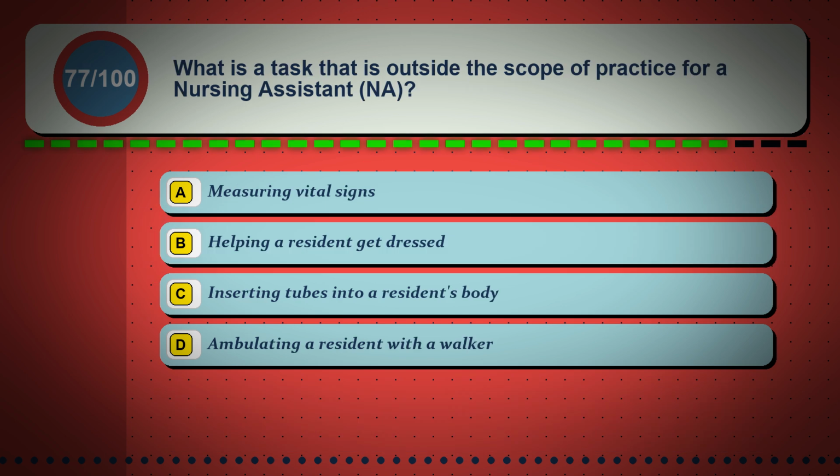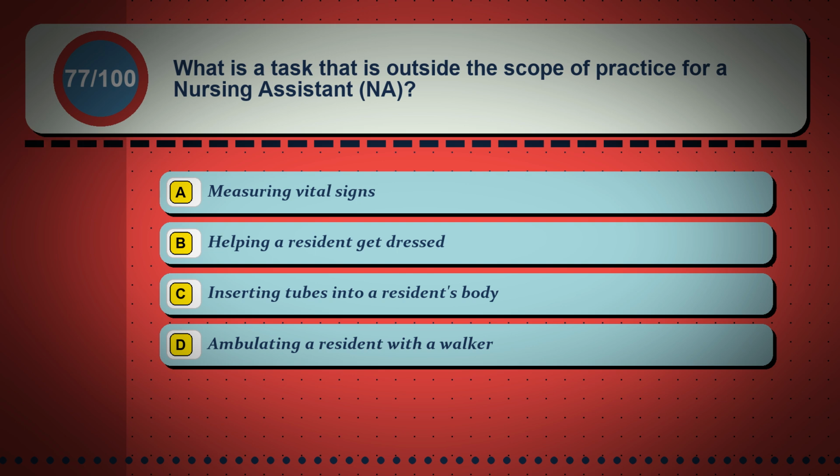Question 77. What is a task that is outside the scope of practice for a nursing assistant, NA? Option A, measuring vital signs. Option B, helping a resident get dressed. Option C, inserting tubes into a resident's body. Option D, ambulating a resident with a walker.